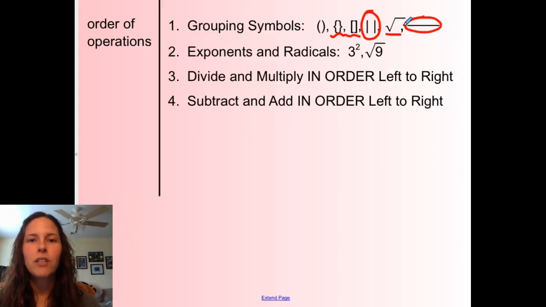Second step in order of operations is exponents and radicals. The third step is division and multiplication in order from left to right, the same way that we read a book, we read a math equation. And finally, subtraction and addition in order from left to right.